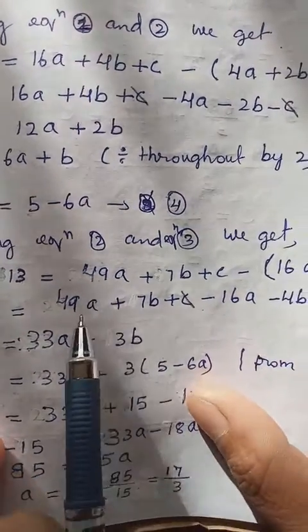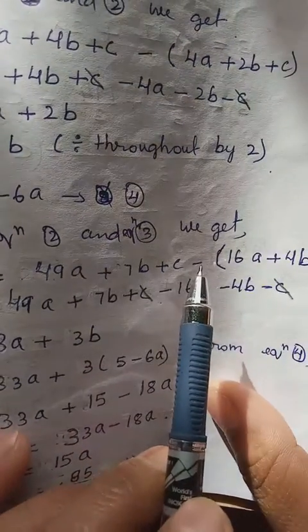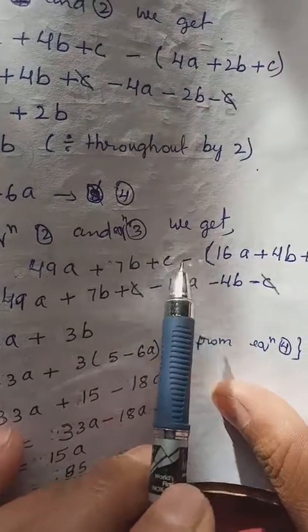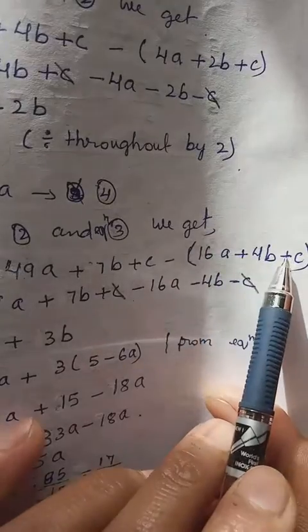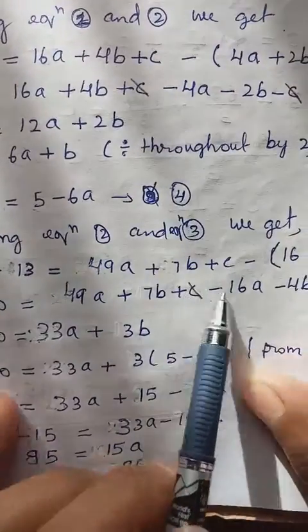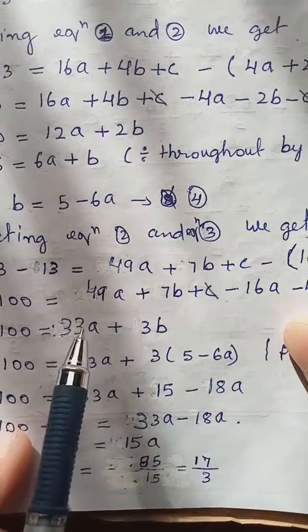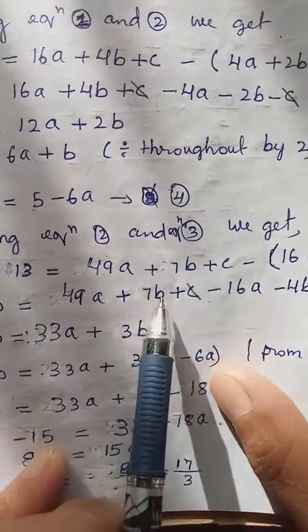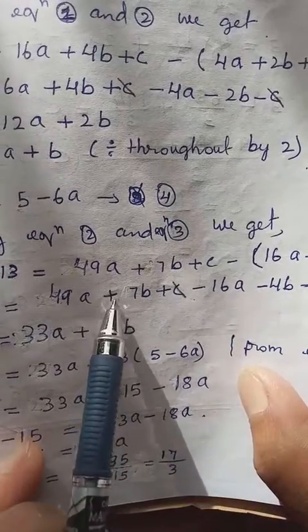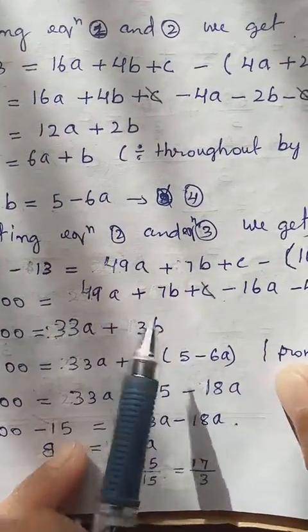So 49 as it is. This one we multiply inside. Minus into plus, minus into plus, minus into plus, so we become minus. So plus C minus C cancel. 49 minus 16A we get 33A. Then 7B minus 4B, 7 is greater, so we are left with 3B.